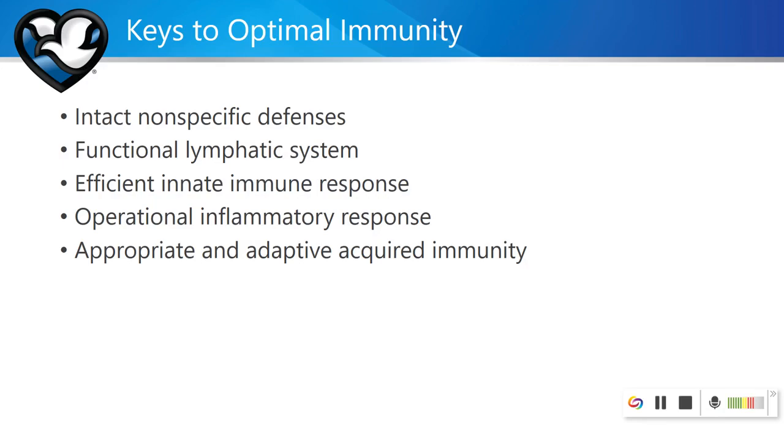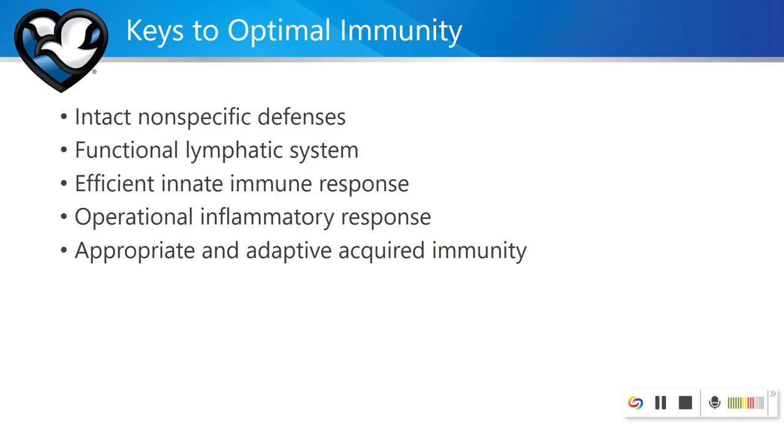The immune system is incredibly important as it protects the body against an array of microorganisms, removes damaged cells, and destroys cancer cells. The immune system provides this protection through two major actions, defending and attacking. Optimal immunity requires intact, nonspecific defenses, which include skin, mucous membranes, phagocytes, and the complement systems. It also requires a functional lymphatic system, an efficient innate immune response, operational inflammatory response, and an appropriate adaptive acquired immunity. There are two types of immunity, innate and adaptive.